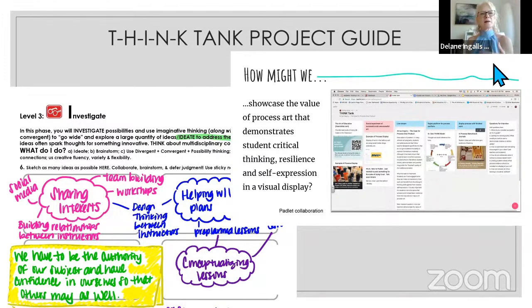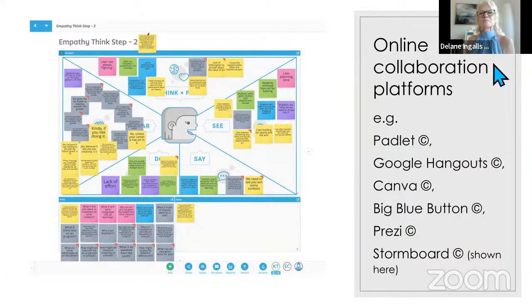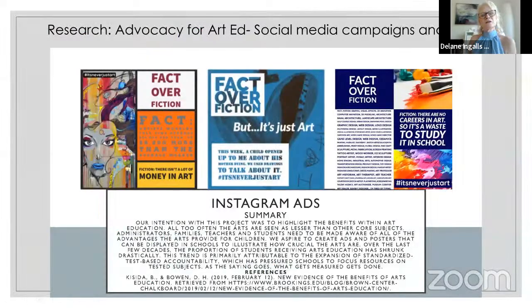This is a Padlet collaboration that they did. You can see that they're using sticky notes in a digital platform. This one was Stormboard, I believe. But they have used Google Hangout, Canva, Big Blue Button, Prezi, Padlet, as I mentioned. This is an outcome of a research around how to advocate for art education in the US.